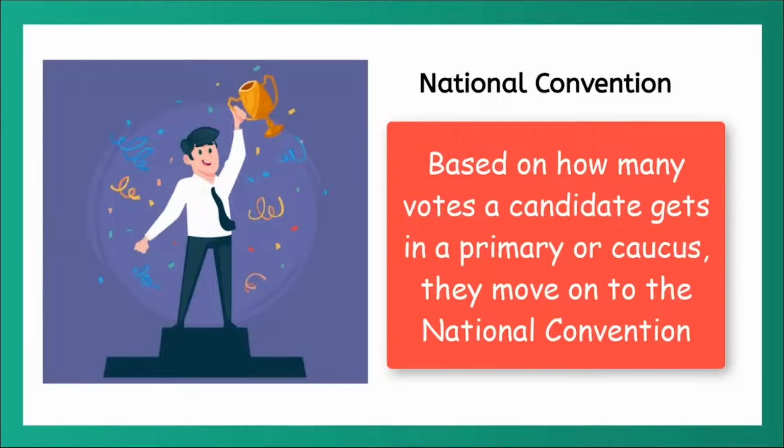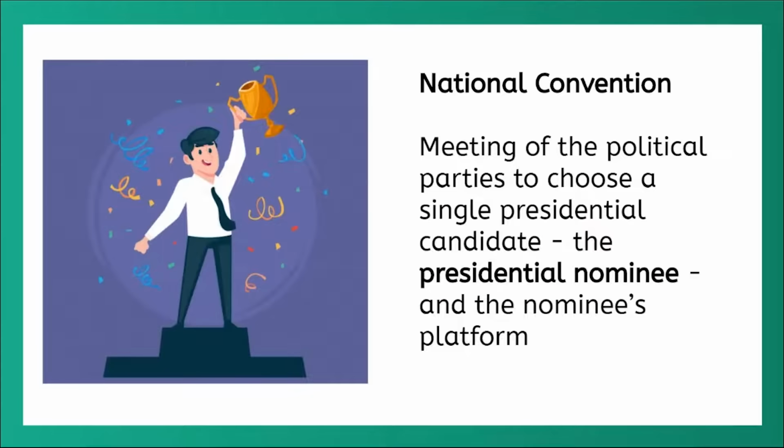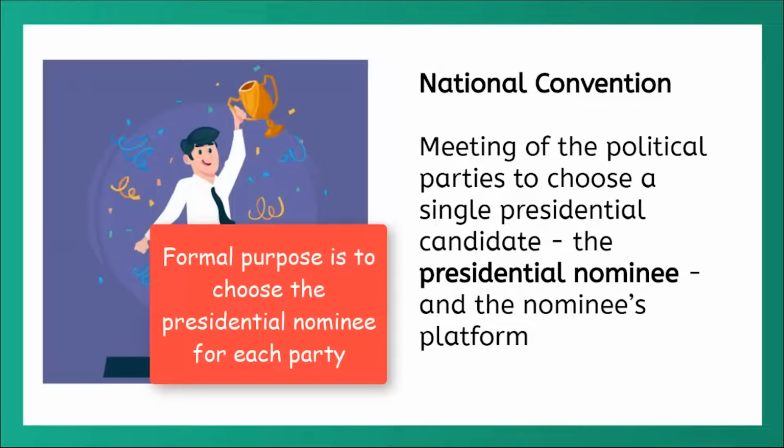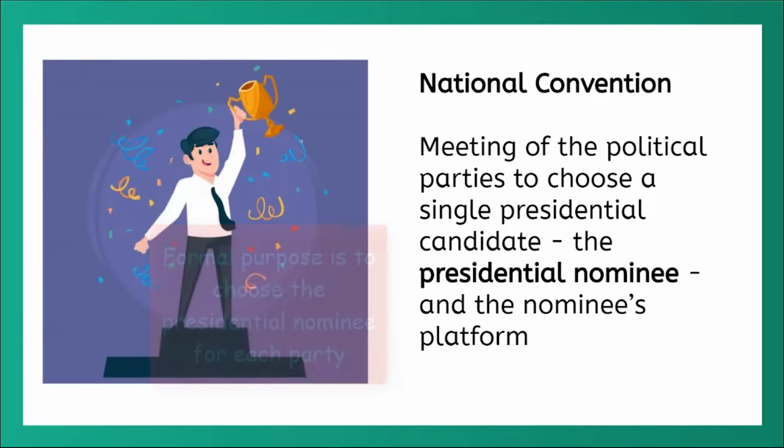Based on how many votes a candidate received in a primary election or caucus, they move on to the national conventions. Each political party holds a convention, or a meeting of the political party. The formal purpose of the national convention is to choose the party's presidential nominee, or the single candidate that will be represented by the party in the election.